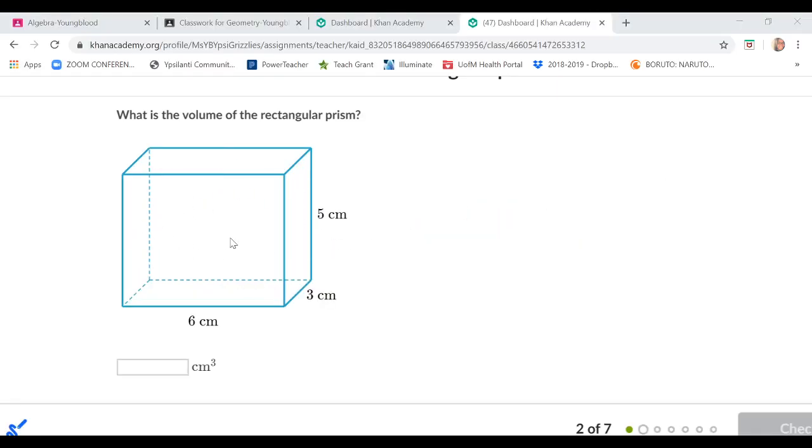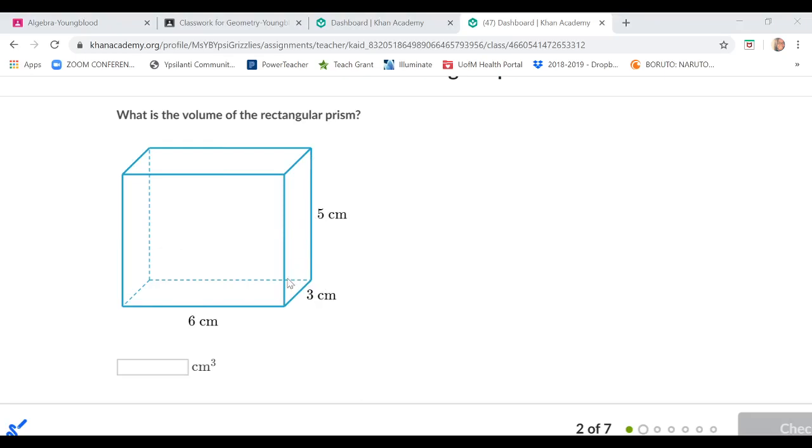For the problems that are similar to the ones we just did, I'm just going to go ahead and do them on here. It says the volume of the rectangular prism, so we're doing the same thing. We can think of this rectangle as our base, this 6 by 3 rectangle. This would be our other 6 by 3 rectangle. This would be our height.